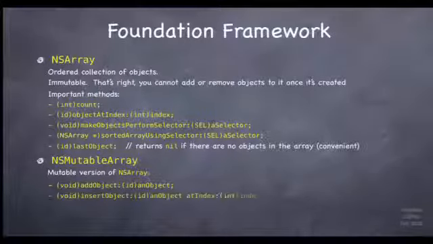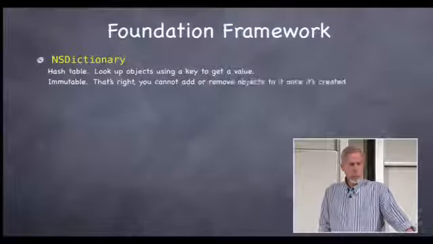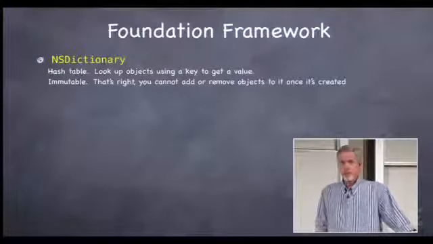Dictionaries are basically a hash table. Everyone should know what a hash table is. You essentially have a key, and you use it to look up a value. All right? It's immutable as well. Once you've created the dictionary, you cannot add more keys and values.